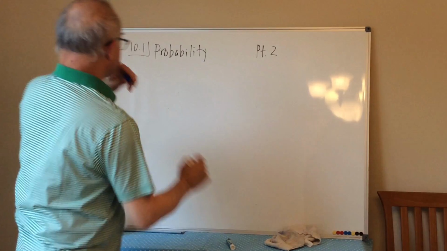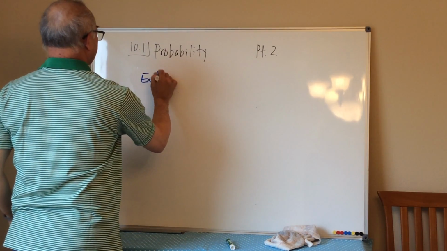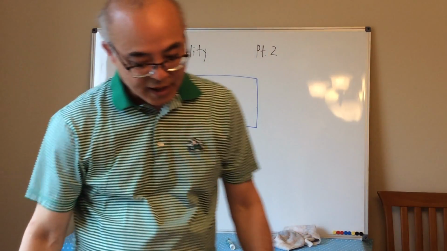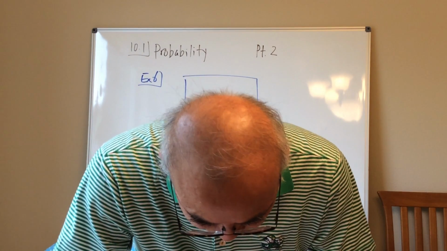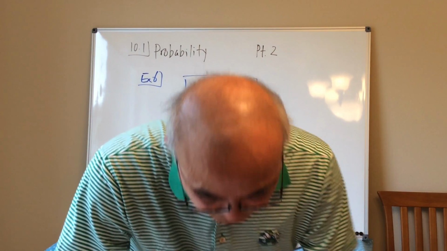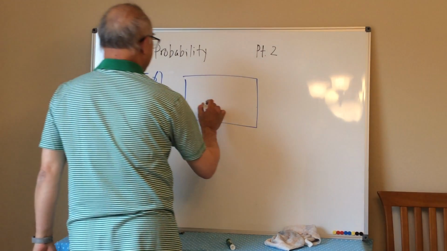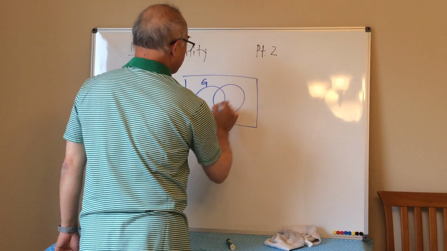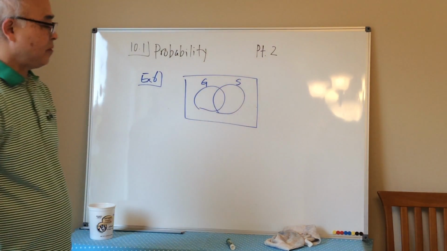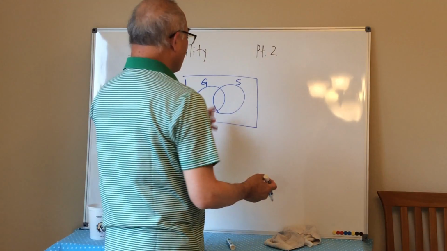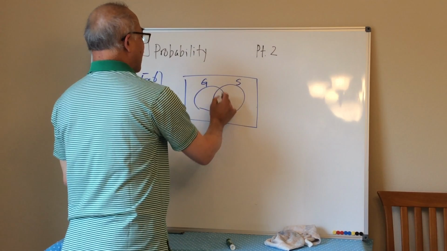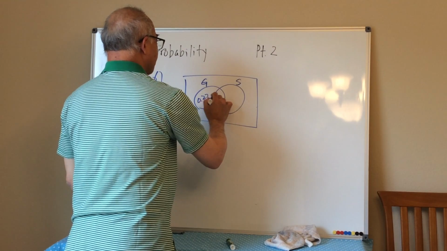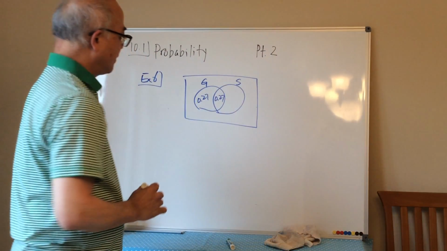Example number 6. So we're going to do a Venn diagram, and we're going to have 54% are girls, and half of the girls play sports. So this is the girls. Okay, this is play sports. So half of the girls play sports. So out of the 54% here, half of them play sports. So I'm going to have 0.27 and 0.27 here, right?